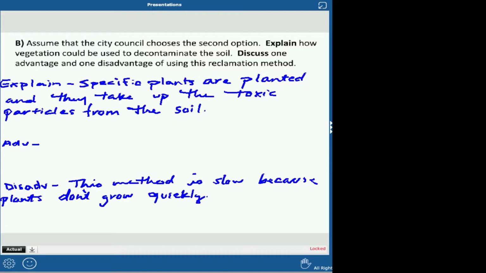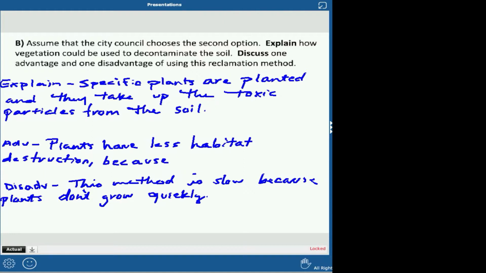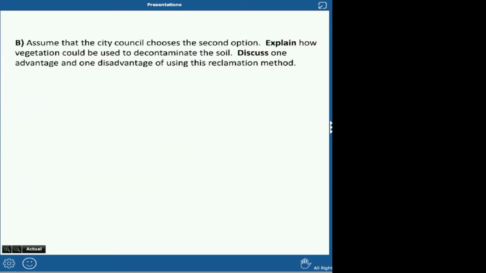Yes, exactly. The plants have less habitat destruction. That's perfect. You said disruption. That's even better than what I wrote, because the soil is not being used. That's perfect. And you would definitely get full points for that because you're explaining why there's less habitat disruption. So that was really excellent.